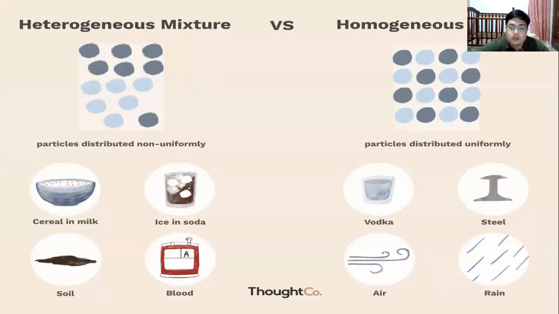Next is homogeneous mixtures. Let me move my camera to the middle. There you would find that examples would be alcohol, air, rain, and steam. You can see that homogeneous mixtures have particles distributed uniformly compared to heterogeneous mixtures. Okay.